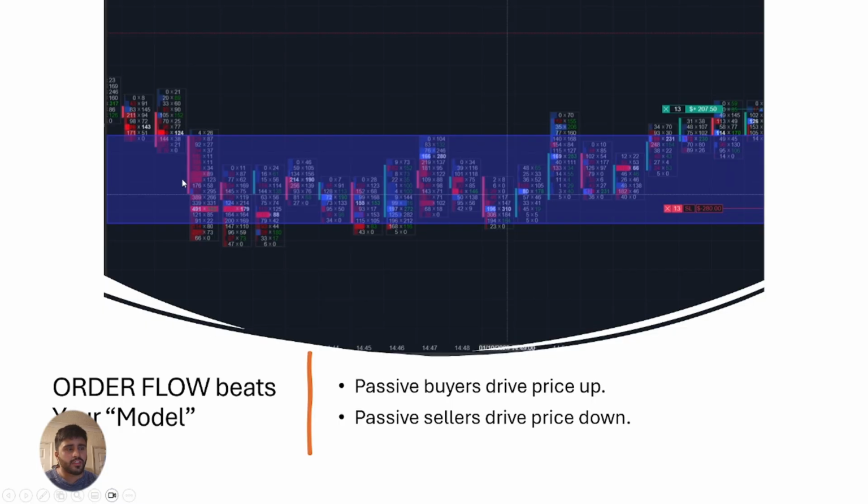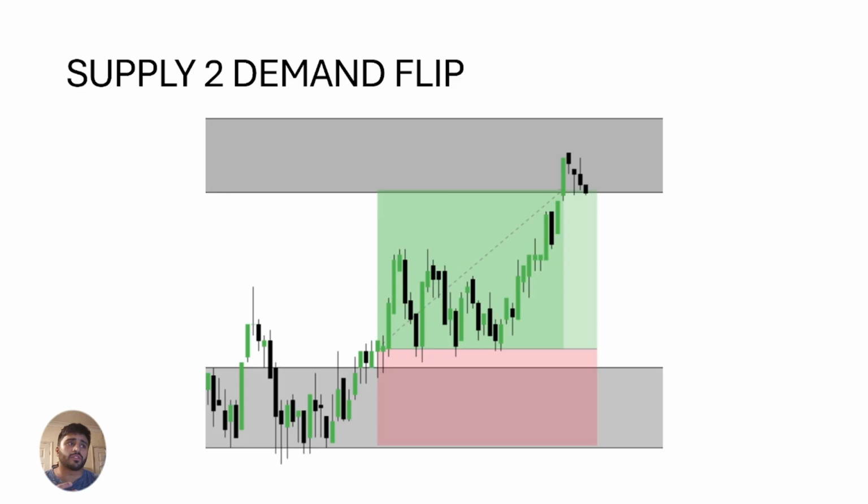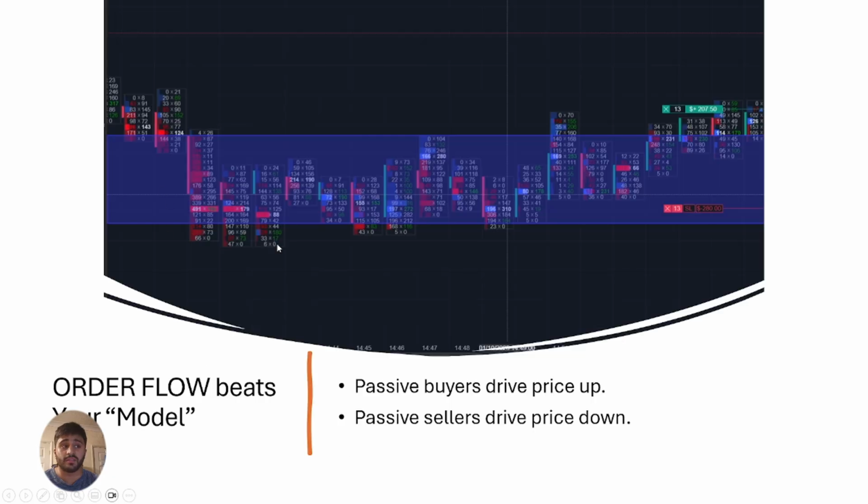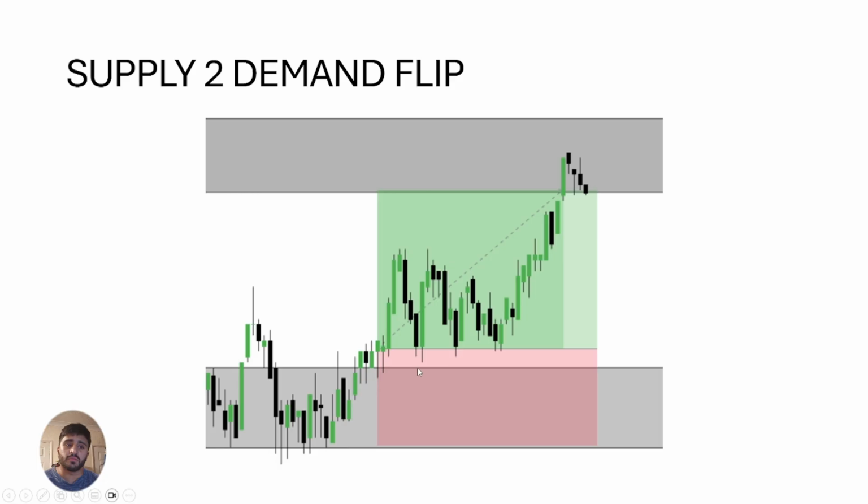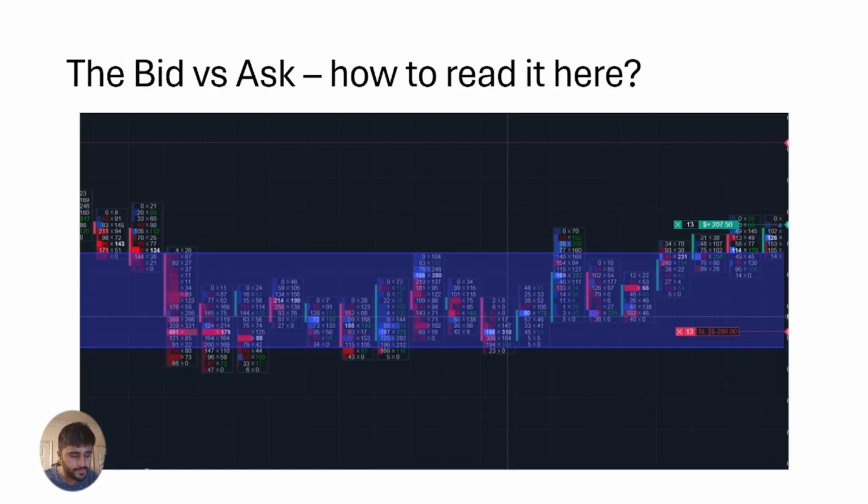So I choose my key levels and I wait for order flow to confirm what's going on at the key level. So basically it was a demand zone because aggressive sellers failed in this region. So this zone was aggressive sellers failing. A ton of aggressive sellers failed, which means buyers were in control. They were responsible for driving price up.